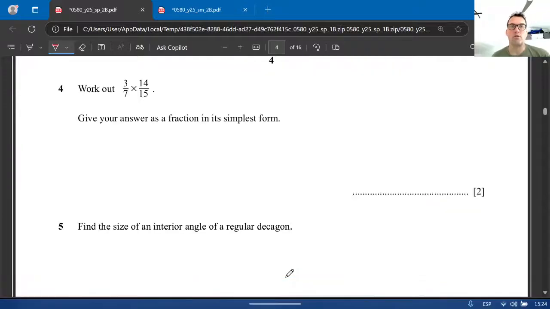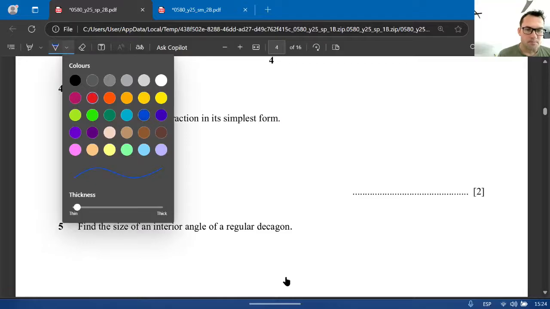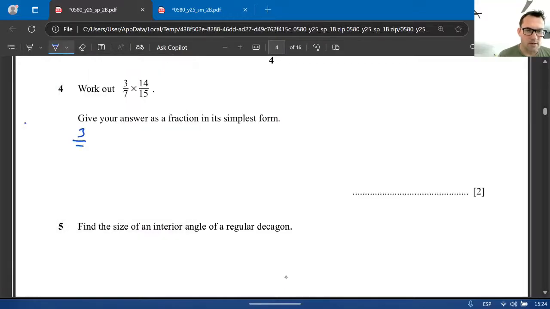Okay, on to question 4. We got fractions here. Remember to show all your working out. So we got, no, I don't want to write in red. We got 3 over 7 times 14 over 15. Now, one way of doing this, stick till the end because there's a quicker way. I'm going to show you the long way.